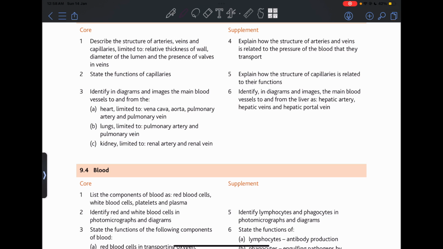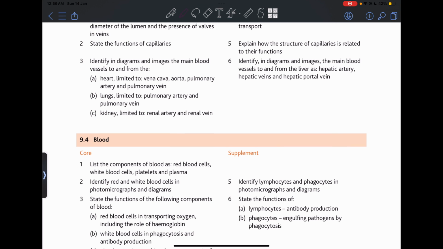And 3 says identify in diagrams and images the main blood vessels to and from the heart, limited to vena cava, aorta, pulmonary artery, and pulmonary vein. So you have to know that these are the blood vessels. Lungs, limited to pulmonary artery and pulmonary vein. So basically, these are blood vessels that will carry blood from the lungs and to the lungs. The pulmonary artery carries the blood away from the heart towards the lungs, and the pulmonary vein carries the blood from the lungs to the heart. Because as I explained above, the artery carries the blood away from the heart.